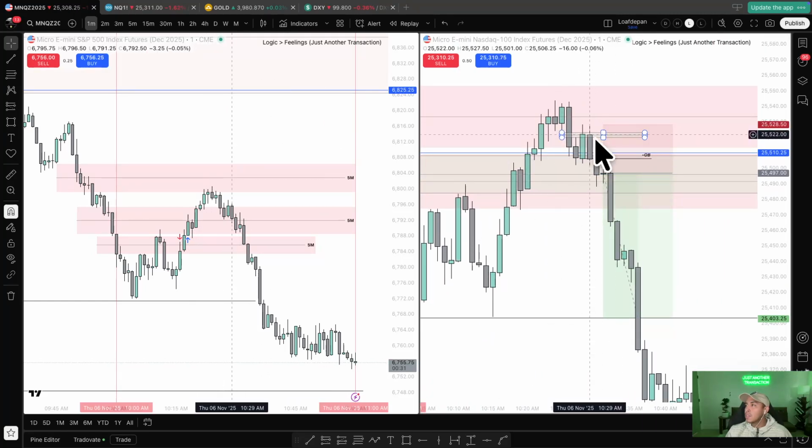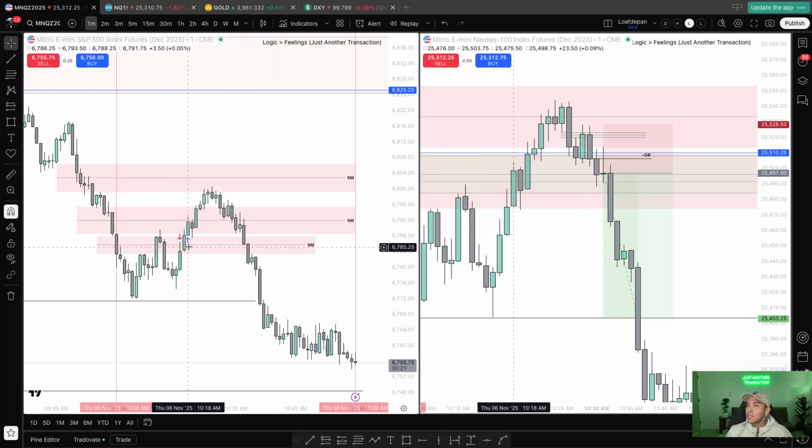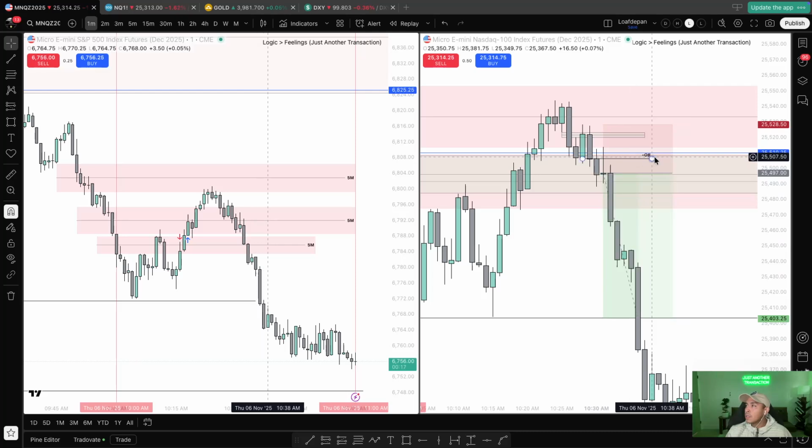I probably wouldn't have taken this either way, but I do like this right here, which I did not take because I had already taken my trade for the day. Especially since it was already a loss and I wasn't feeling the best. I didn't want to go ahead and go in again and try to figure my way back.